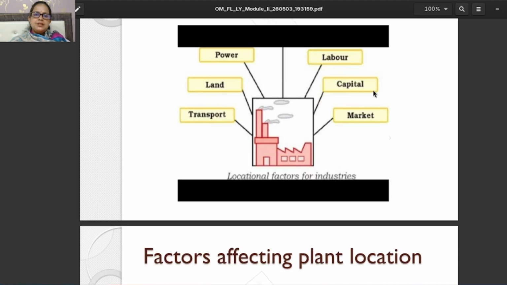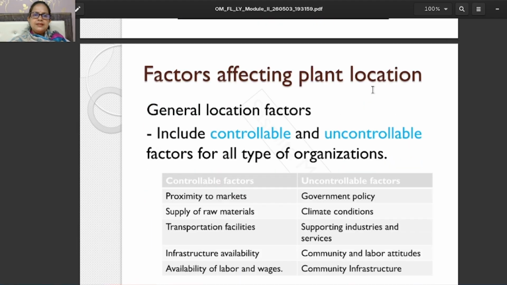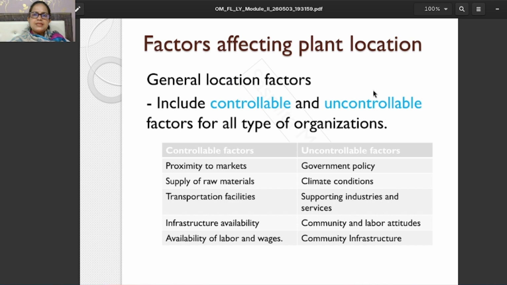Plant location: different factors are there. We can discuss the factors. Some factors are controllable factors and some are uncontrollable factors. The factors we are able to control are called controllable factors, and the factors which are not in our hands, which we are not able to control, are called uncontrollable factors.